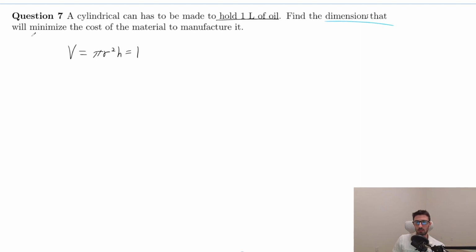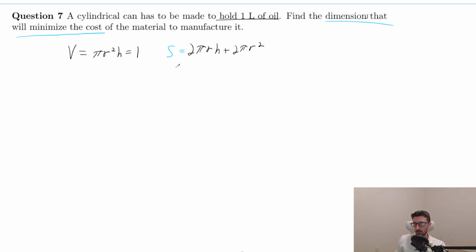But if we're trying to minimize the cost of the material to manufacture it, I guess we're going to make it out of something like aluminum. So we'd probably measure that aluminum with its surface area. And the formula for the surface area of a cylinder is 2 pi r h plus 2 pi r squared. So that's the thing that we're trying to minimize.